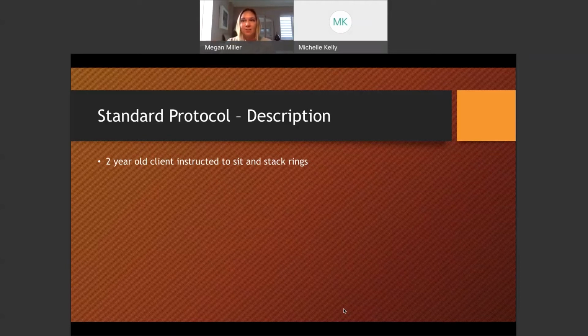A lot of us are being asked to do things in environments where we're supposed to be teaching skills that don't align with that. So when you're looking at what we're talking about today, make sure you're looking at it in that context. For example, let's say you have a 2-year-old client who's instructed to sit and stack rings.